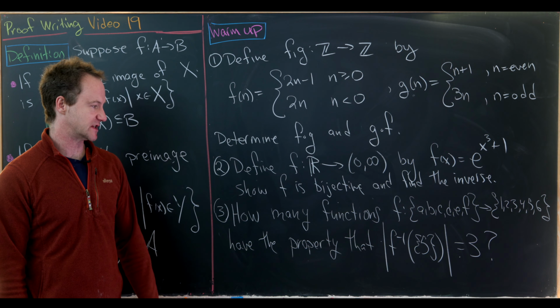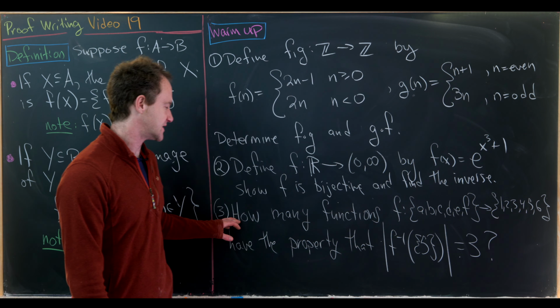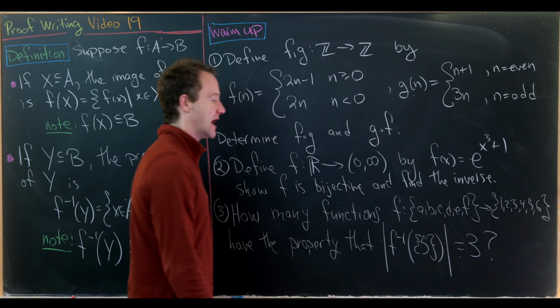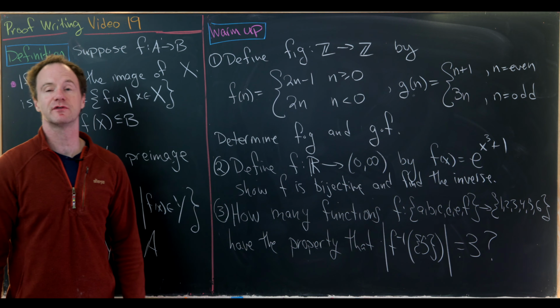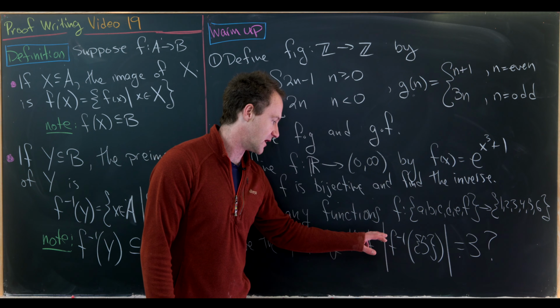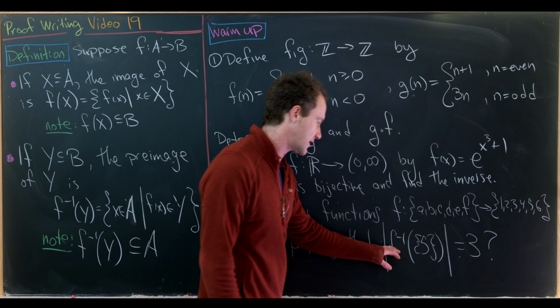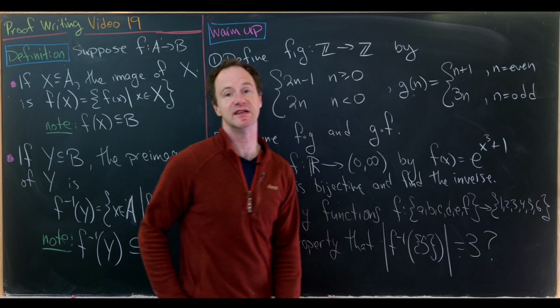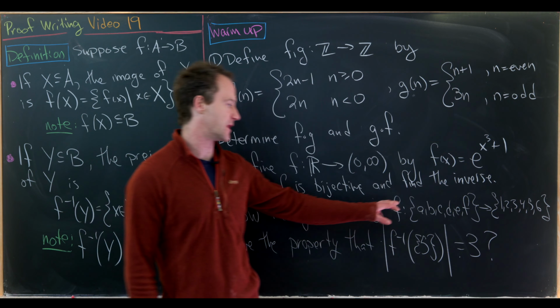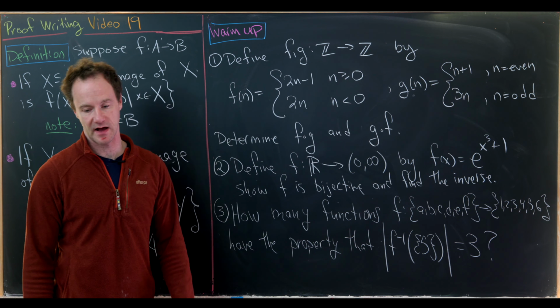Finally, we've got a counting problem. So we'd like to determine how many functions we have from the set a, b, c, d, e, f to the set 1, 2, 3, 4, 5, 6 with the property that the cardinality of the preimage of the singleton 5 is equal to 3. So that means there are 3 elements from the domain that get mapped to 5.